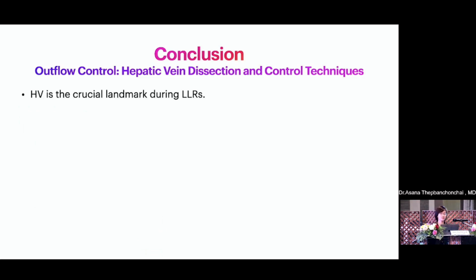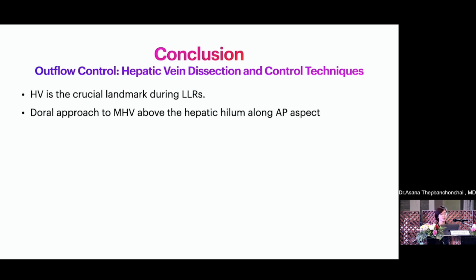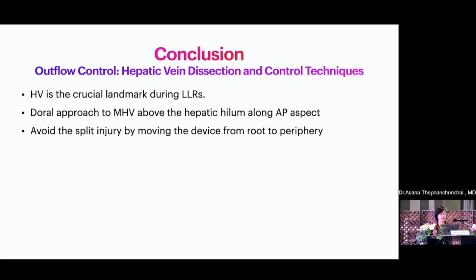Conclusion. The hepatic vein is a crucial landmark during left liver resection. Is it better to expose the middle hepatic vein from the dorsal approach, starting from the hepatic hilum along the Arantius aspect, then dissect to control the tributaries coming from the lateral sides? Avoid splitting injury by moving the device from root toward periphery. Consider reviewing the anatomy of the hepatic vein before doing the operation.